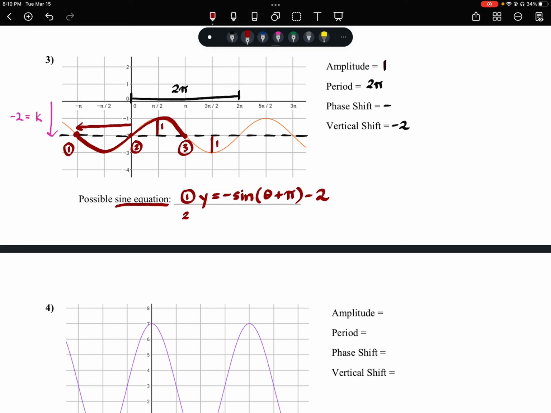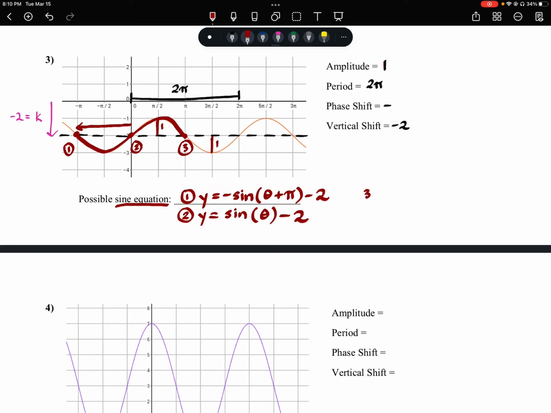Looking at the second one, we've got y is equal to, now this one opens up, so we're going to have a positive sine. It doesn't look like it's shifted left or right, because it's right on the y-axis, so we'll say theta, and then we'll throw in there our minus 2.